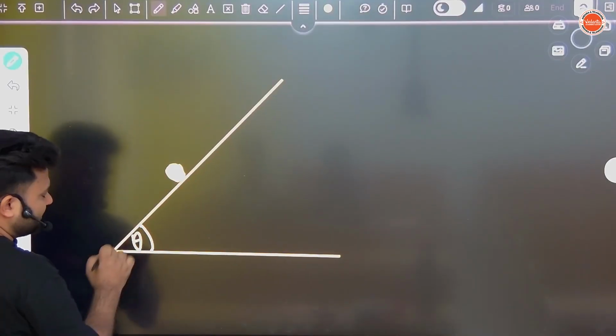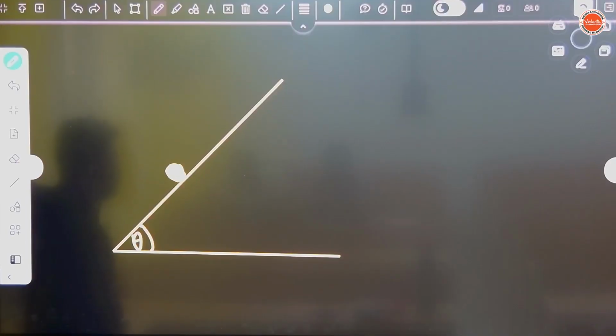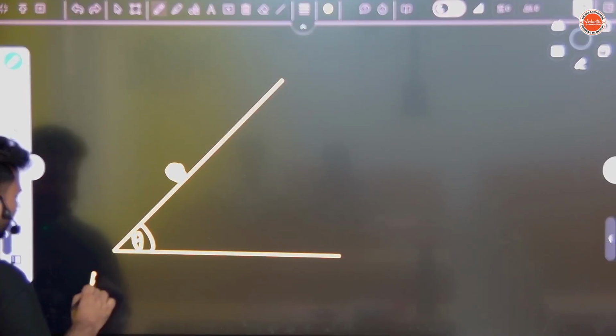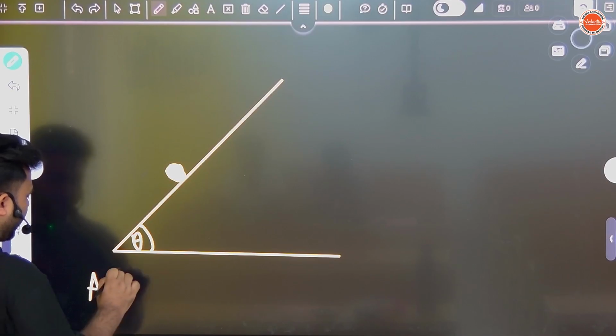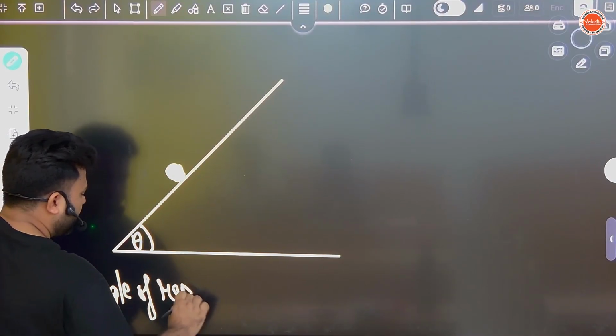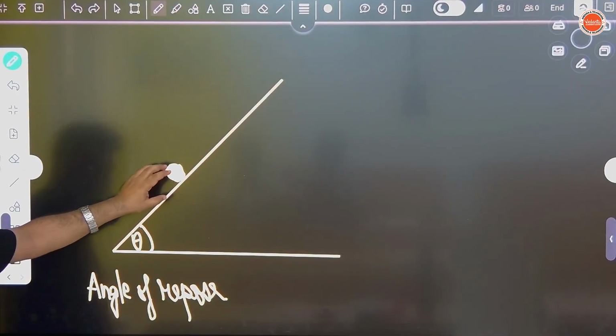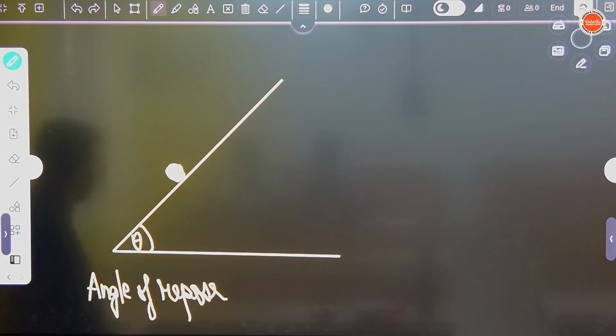So this theta, till the ball remains at rest, is called angle of repose. That is the maximum angle so that the ball does not slide down. We have to find this angle.